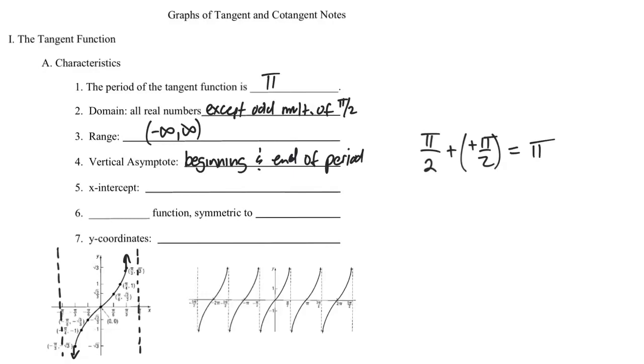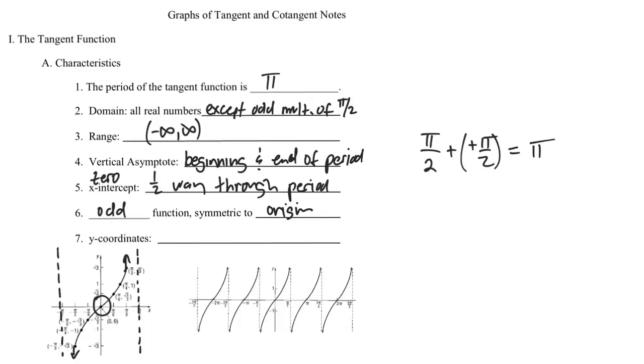Now, there is an X-intercept for every period of the tangent function, and it happens right here, which is exactly halfway through the period. And so here I'm going to say halfway through the period. That's when you're going to have an X-intercept, and I'm probably just going to call it what we've been calling it, which is a 0. Tangent has some symmetry. It is symmetric to the origin, which means that it is odd. And then it has some very easy to identify y-coordinates as well.